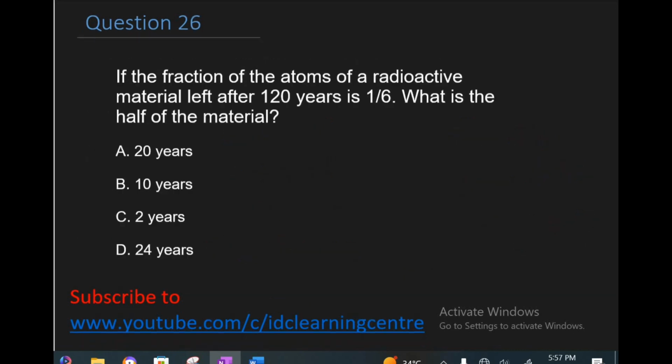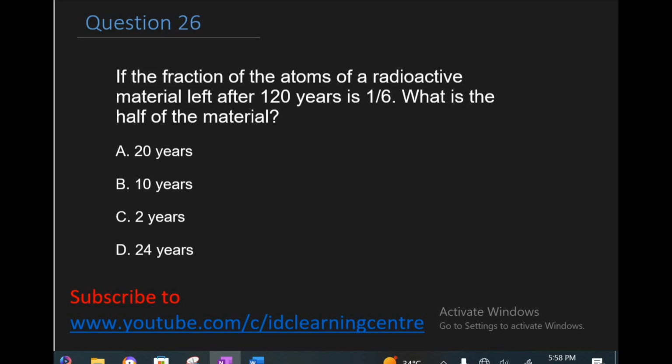26 rather. It says if the fraction of the atoms of a radioactive material left after 120 years is 1/6, what is the half-life of the material? Okay, talking about the half-life of a material now.